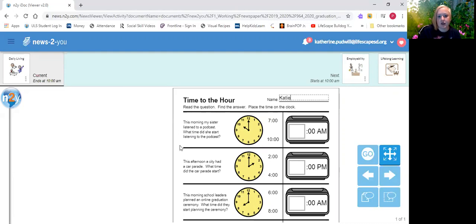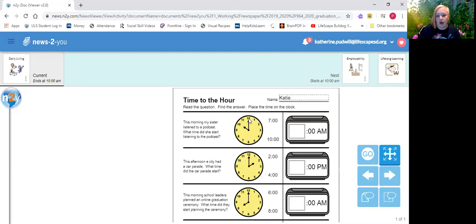This morning, my sister listened to a podcast. What time did she start listening to the podcast? So we're going to find the answer by looking at the clock. First, we're going to look for the shorthand because the shorthand on the clock points to the hour. What number is this pointing to? That's right, 10. Then we're going to find the longhand, and that tells us the minutes.